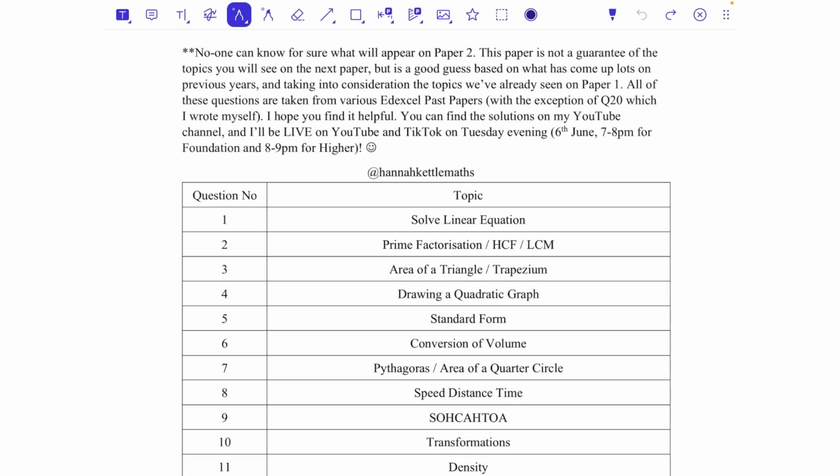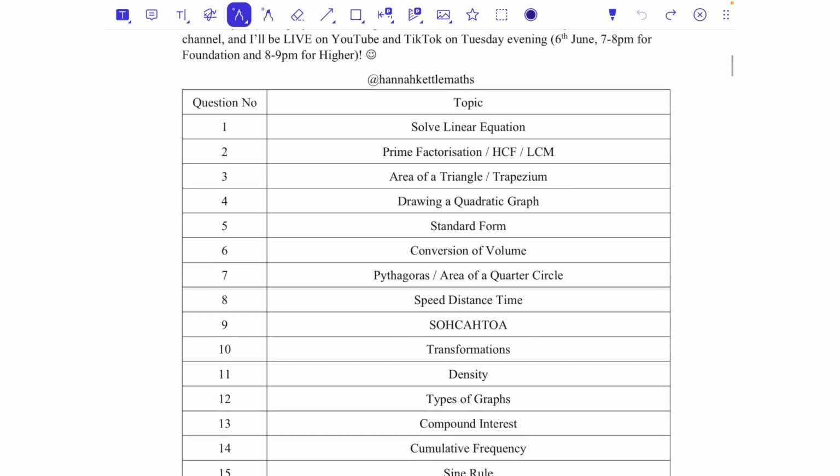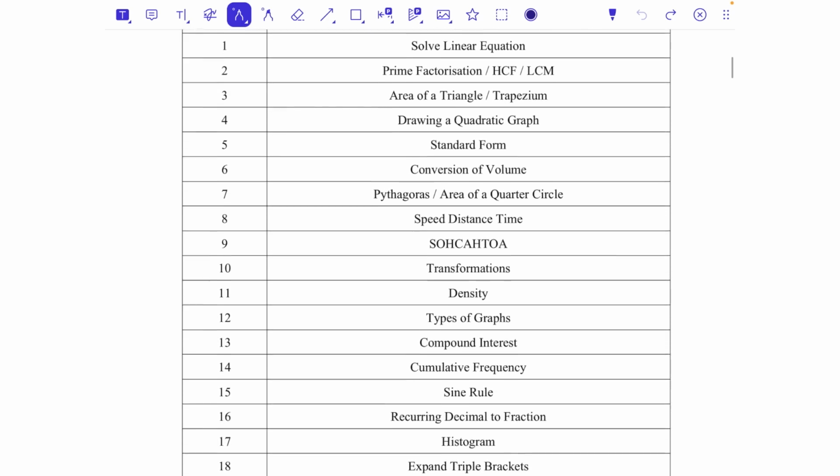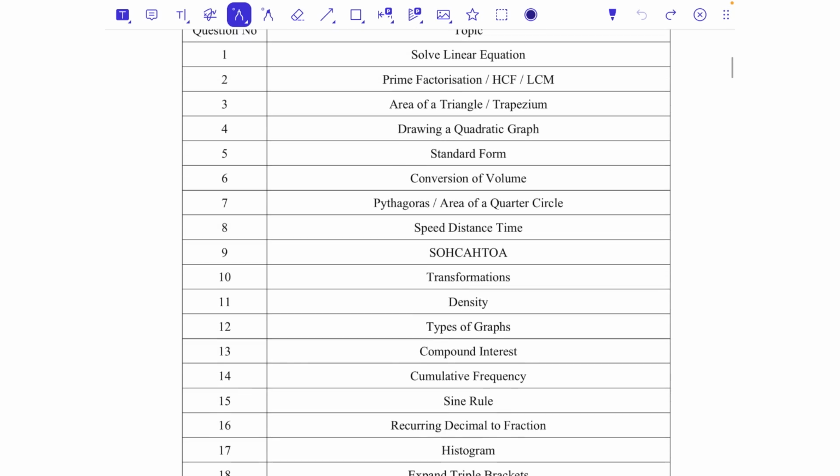So these are all the topics that I've put on the paper. We've got solving linear equations and so on. So if you know for sure that there's a topic here that you're going to struggle with, maybe go away, revise that first and then come back and have a go at the paper, or vice versa, have a go at the question. If you're struggling on it, then you know what the topic is called and you can go away and do some more practice on that.